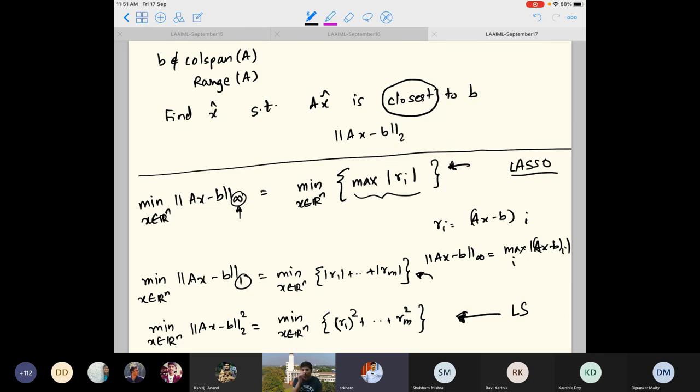I just wanted to bring this to your notice, that the closeness or the distance should not always be the two norm. It can be a different vector norm, and based on what norm you choose, you will have a different solution to the problem. For us, the norm that we choose is the two norm, and hence the solution that we get is exactly the pseudo inverse times B.